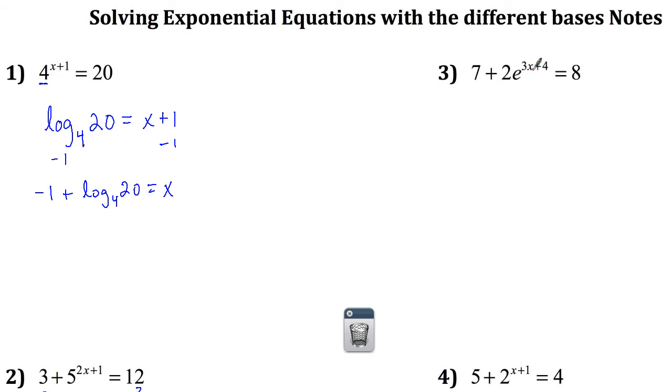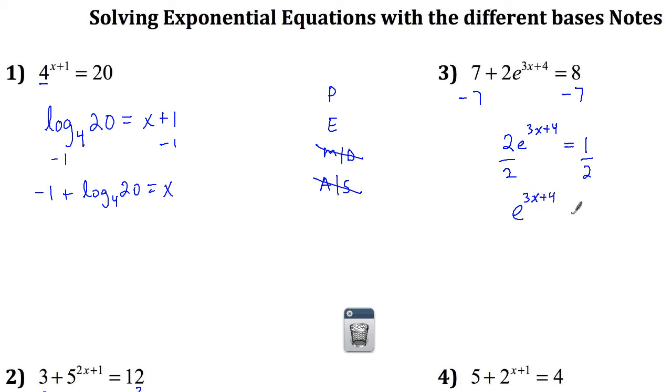Over here, again, we're trying to solve for x. So we want to get rid of the 7 and the 2 first. We're doing PEMDAS backwards. So first thing, again, is subtract 7 from both sides. So 2e to the 3x plus 4 equals 1. And so again, if we're doing PEMDAS backwards, we did the add and subtract first. Next, we got to get rid of any multiplication. So we got to get rid of 2 times this. To get rid of the 2 times e, we're going to divide both sides by 2. And then we have e to the 3x plus 4 equals 1/2.